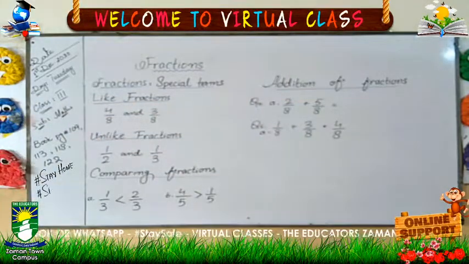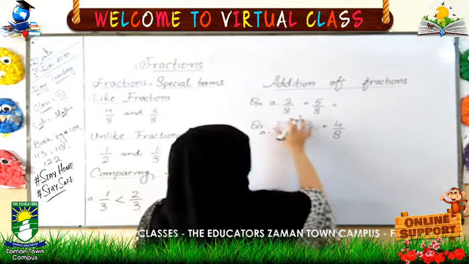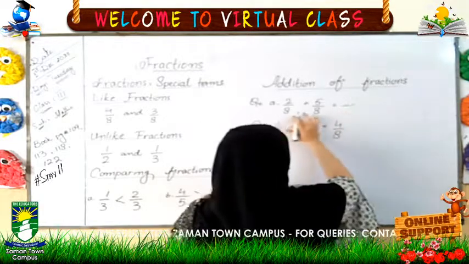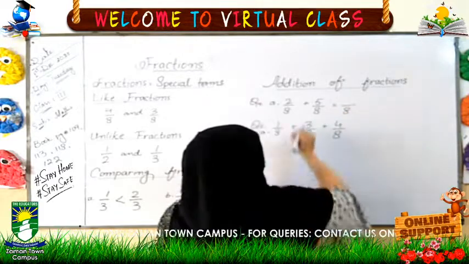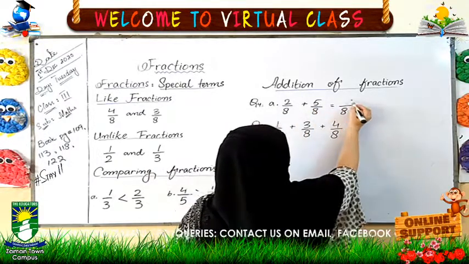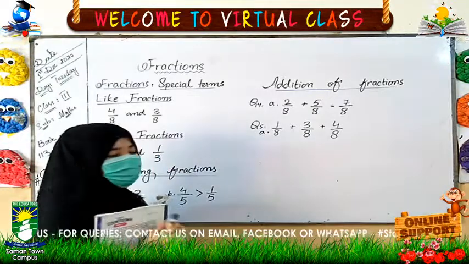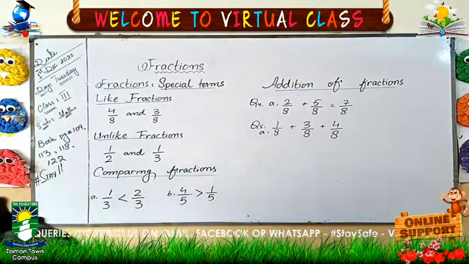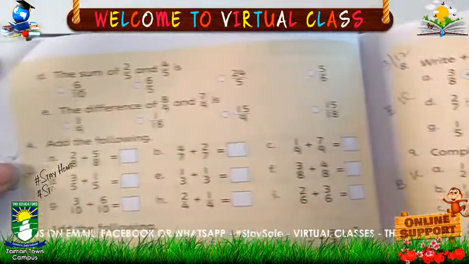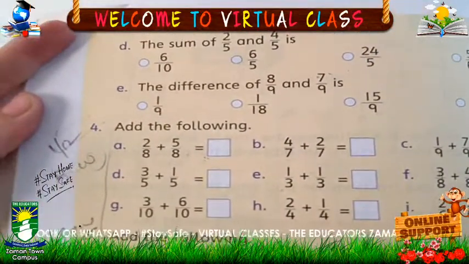Now let's take an example. Look at here. Here we are having the same denominators, the same lower numbers. So we will write the same denominator, and then we will just add the top numbers, meaning we will add the numerators. So 2 plus 5 is equal to 7. Is it very easy? So come to page number 122. Here we will find more examples of like fractions. Here we have a question number 4.